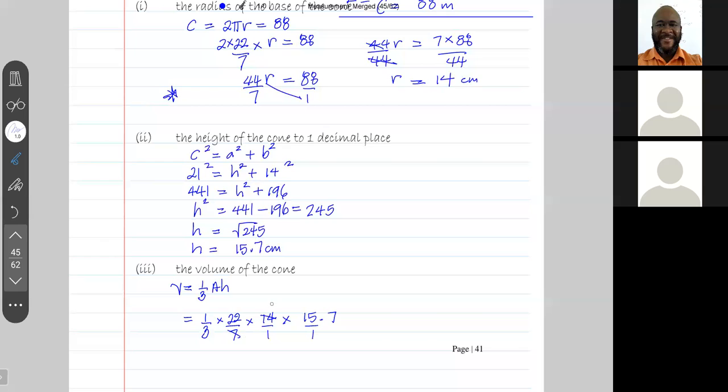7 into 14 goes 2. So multiply everything at the top and then divide it by 3. This is 22 times 2 times 15.7, and then divide by 3. And the volume of the cone would be 230.3, and this is centimeters cubed. All right, that would be the volume of the cone.